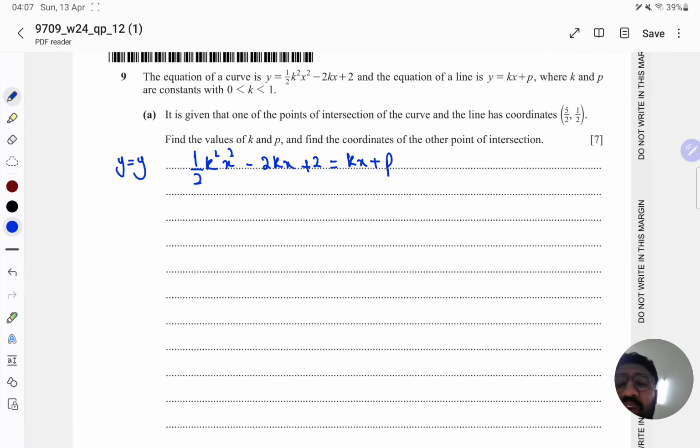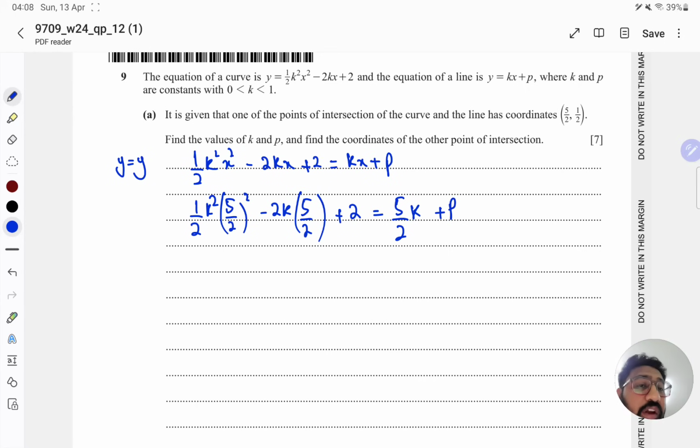Now we know the x coordinate of one of the points of intersection. Let's substitute it here. So 1/2 k squared, the value of x is (5/2) squared, minus 2 times k times 5/2 plus 2 is equal to 5/2 k plus p.